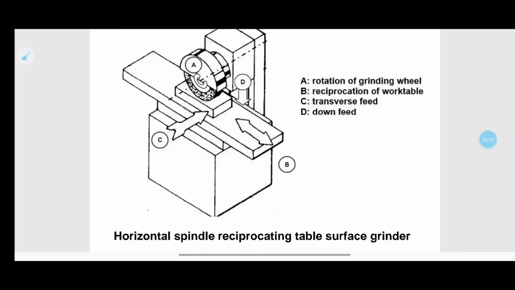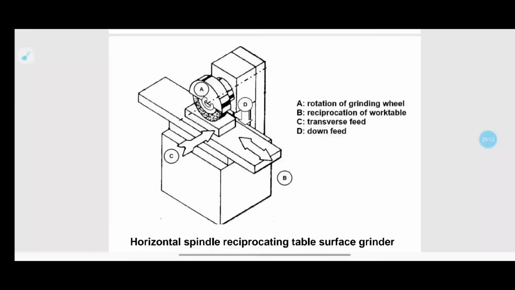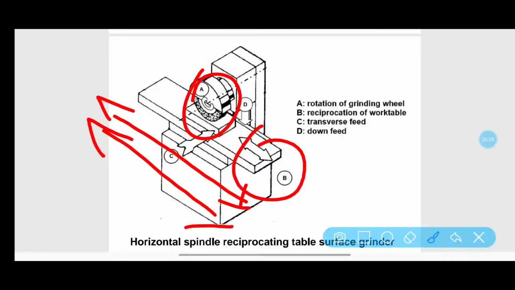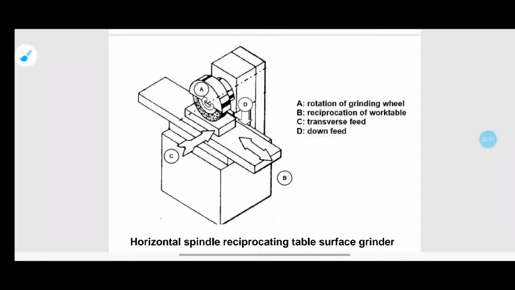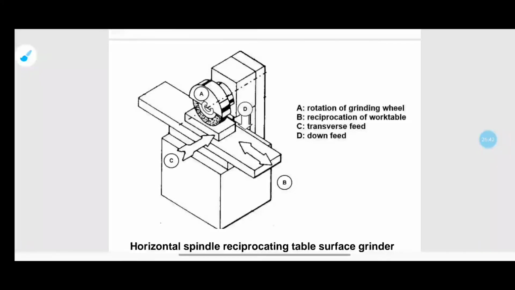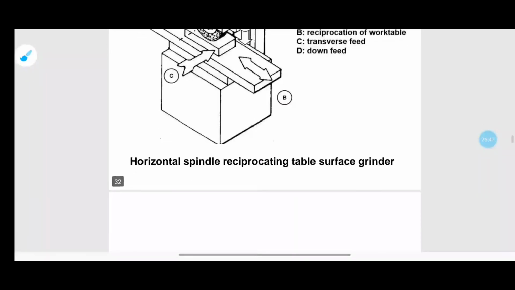This is an example of the horizontal spindle reciprocating table. You could see this is the grinding wheel, and this is the reciprocating table. It will be going back and forth, so both ways it will be going. Next one is the transverse feed, which goes in this direction. Next one is the down feed, so here it will be going down.